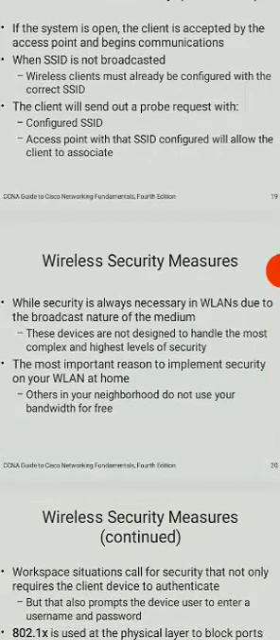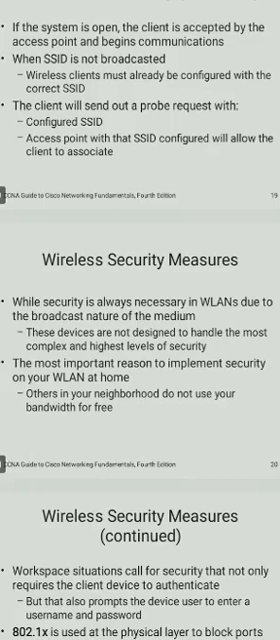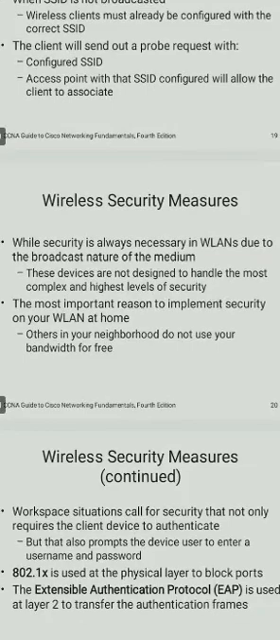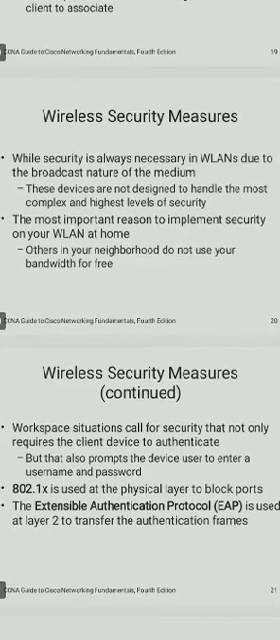Wireless security is always necessary in LANs due to the broadcast nature of these devices, though they are not designed to handle the most complex and highest levels of security. The most important reason to implement security on your LAN at home is so others in your neighborhood do not use your bandwidth for free.